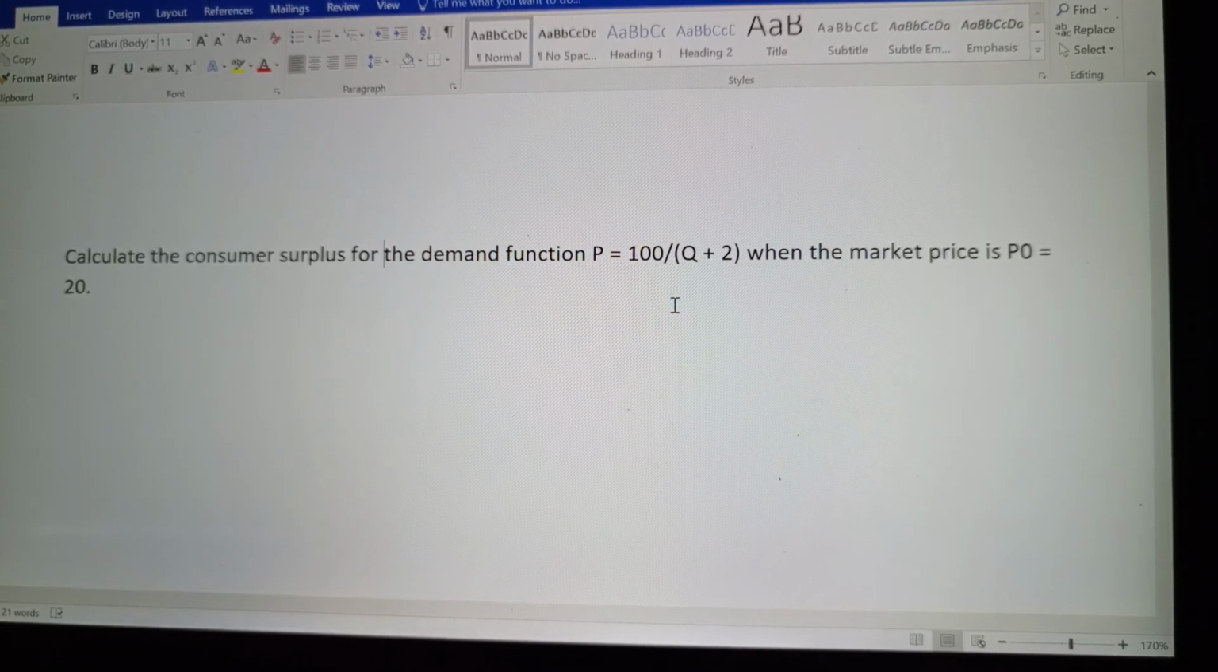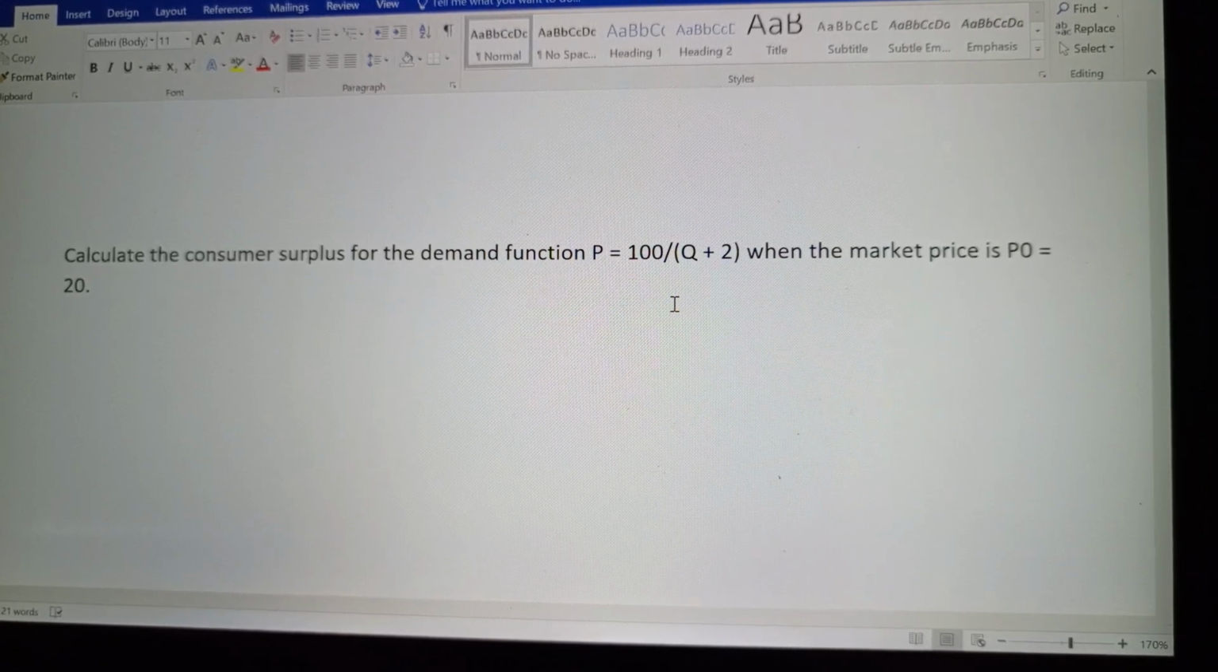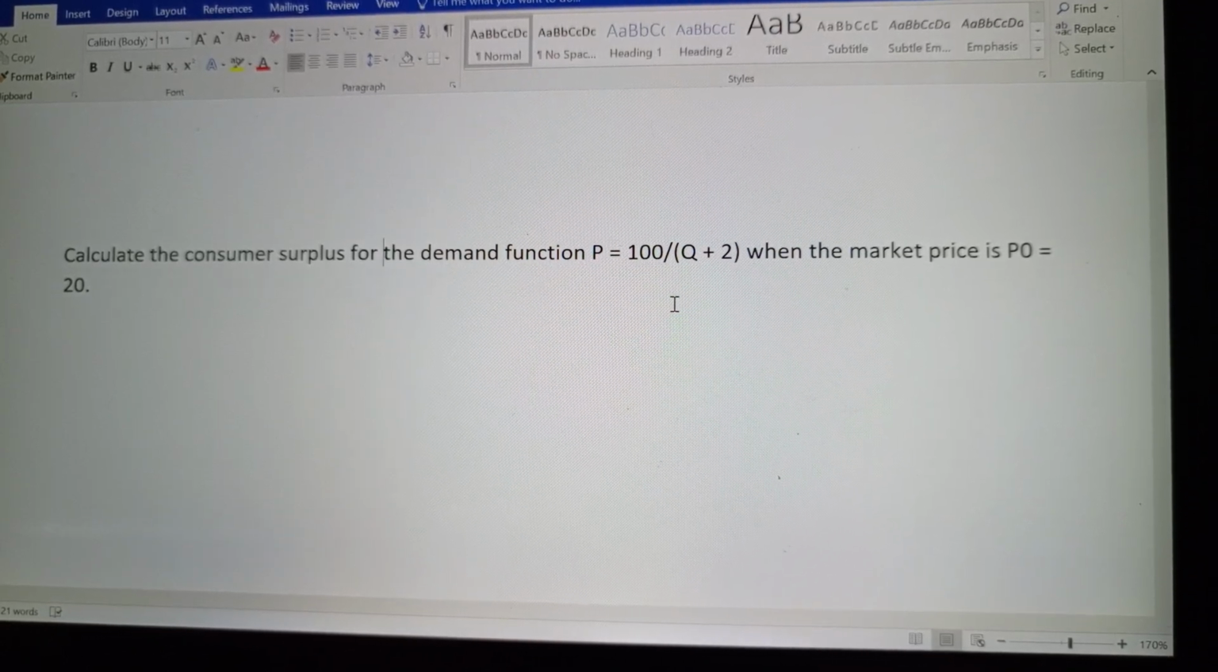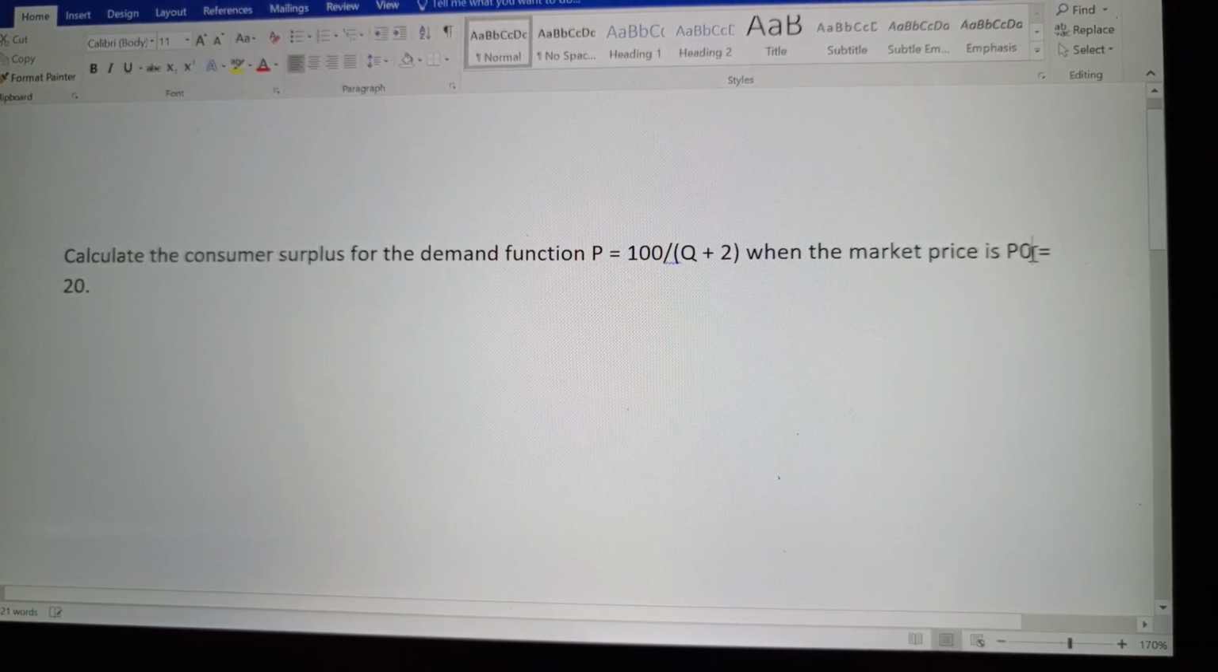We'll also calculate the consumer surplus for this demand function, where we have such a function. These are called hyperbolic functions, which we look at in another chapter. So we are told to calculate the consumer surplus for the demand function P is equal to 100 over Q plus 2 when the market price is P is equal to 20.